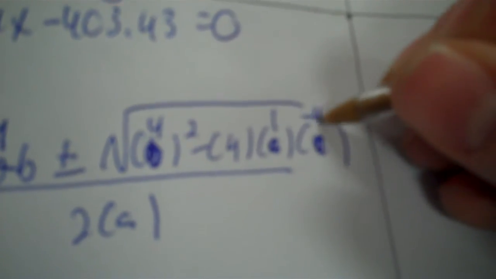Can't really factor with decimals. So opposite of B is -4. B is 4. And then A is 1. C is -403.43. And then A is 1.